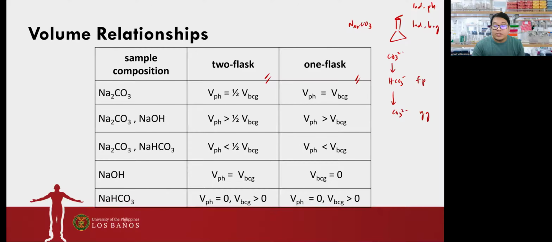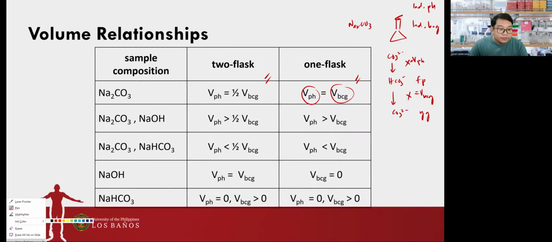Then, yung bromocresol green natin ay mag-yellow green kapag all bicarb ions ay naging carbonic acid na. So, kung ano yung volume na gamit mo sa VPH, dapat ganoon yung volume na nagamit mo kay VBCG. That's why here, pag one flask method, VPH is equal to VBCG. Okay? So kapag naman one flask tapos you have sodium carbonate and NaOH, syempre, ganoon lang din yung implication nun.